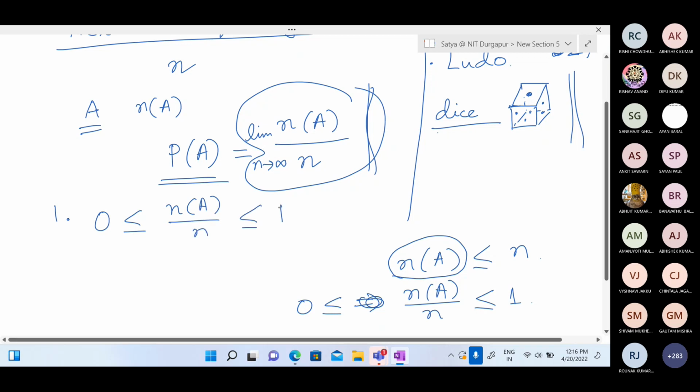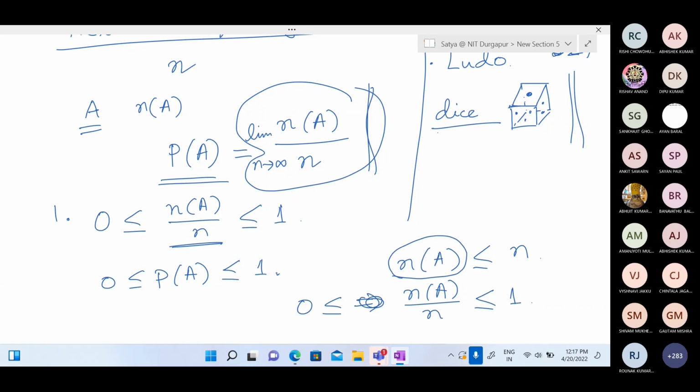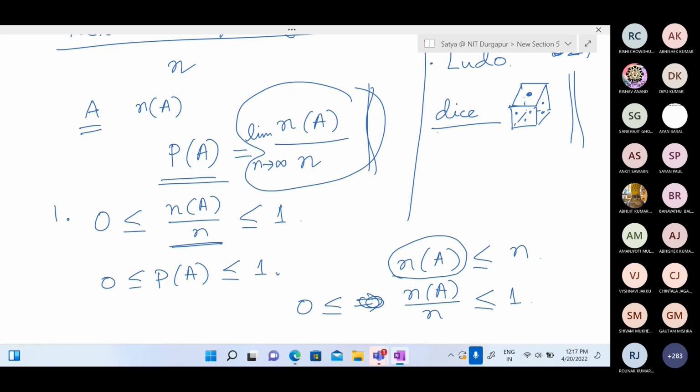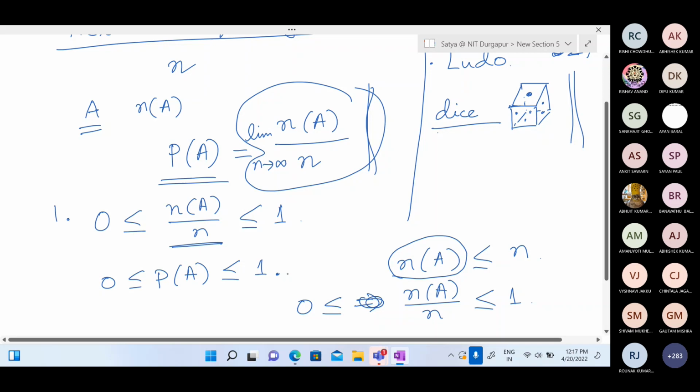I hope you got this idea. Even if we take N tending to infinity, this still lies between 0 and 1. So we conclude that the probability of an event A always lies between 0 and 1. That is the first thing. If some question asks the probability of an event, your answer should lie between 0 and 1. The answer cannot be more than 1 or negative. If your answer comes like that, you are making some mistake. So be careful with this property.